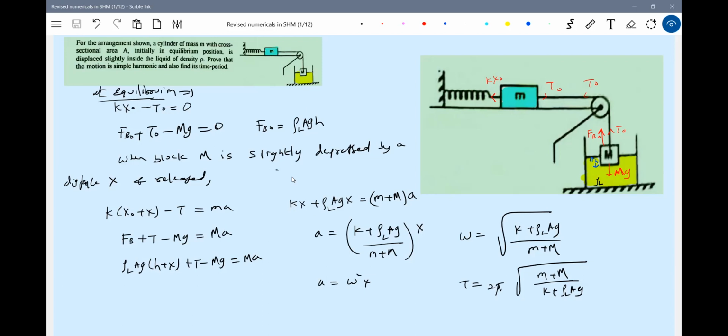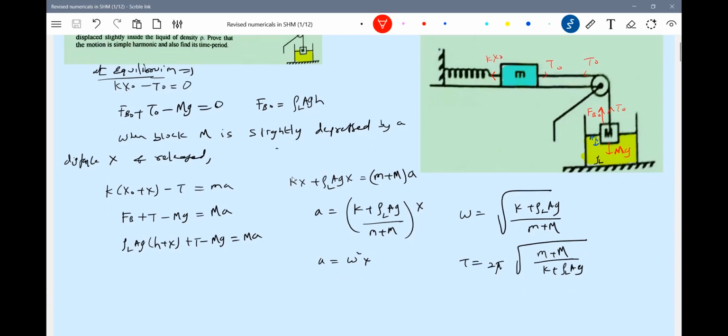I think so many things are there, no? So many queries can be asked here. When FB does positive work, gravity potential energy decreases. When the buoyant force does negative work, gravity potential energy increases. Net work done by tension here, in fact, will be 0.